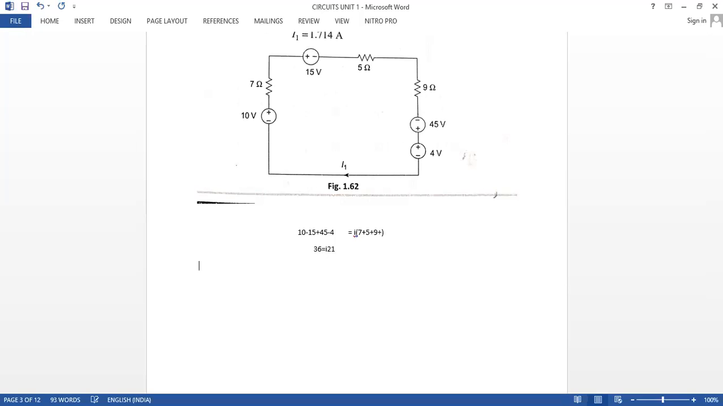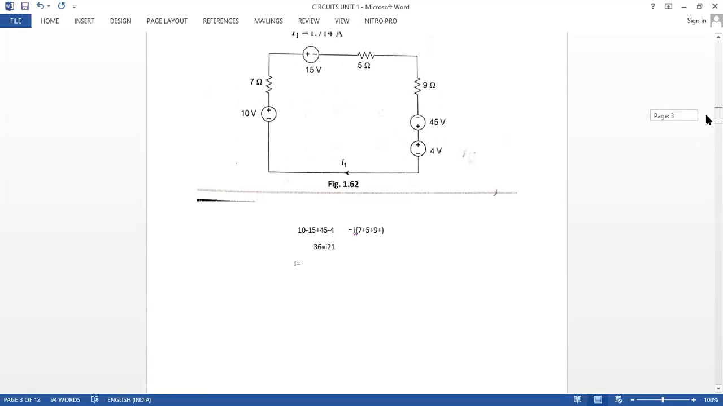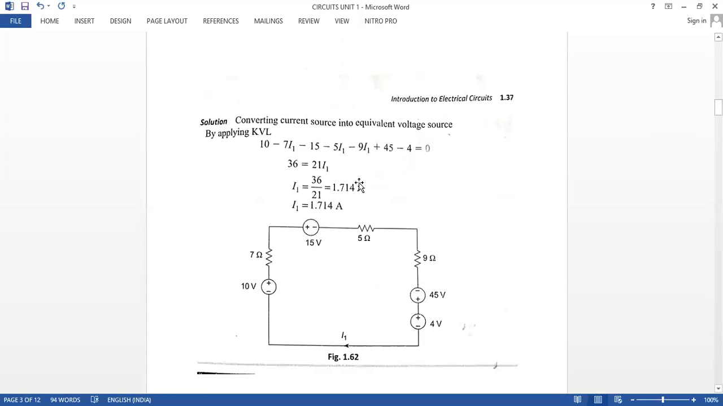Now you tell me the I, 36 by 21. You will check with the answer. I is equal to how much? 36 by 21 is 1.71. Now all of you can check the expression they have given, 1.71, for your comparison.